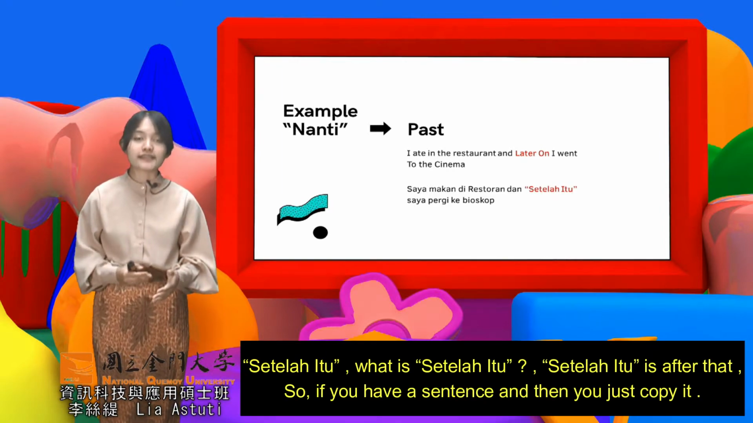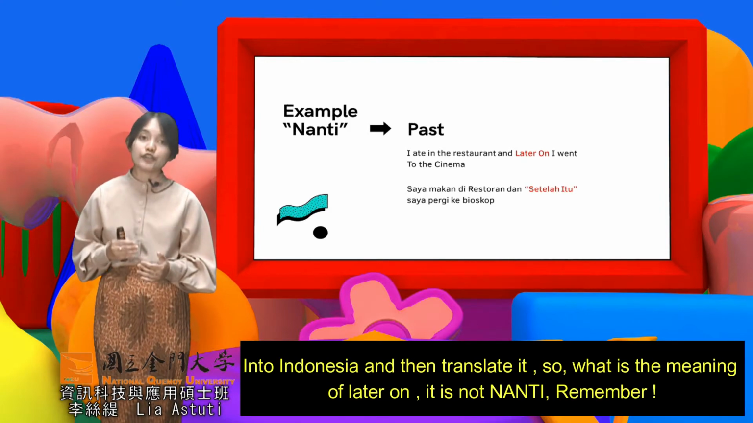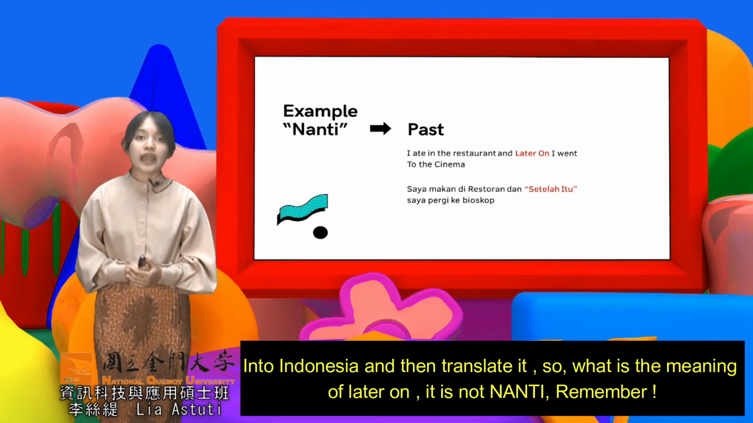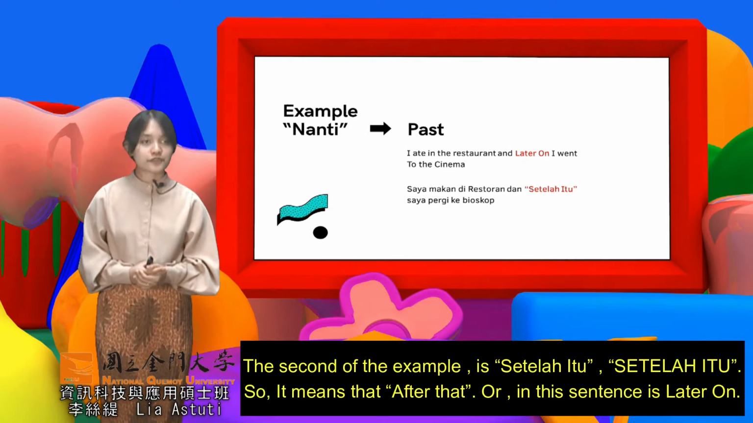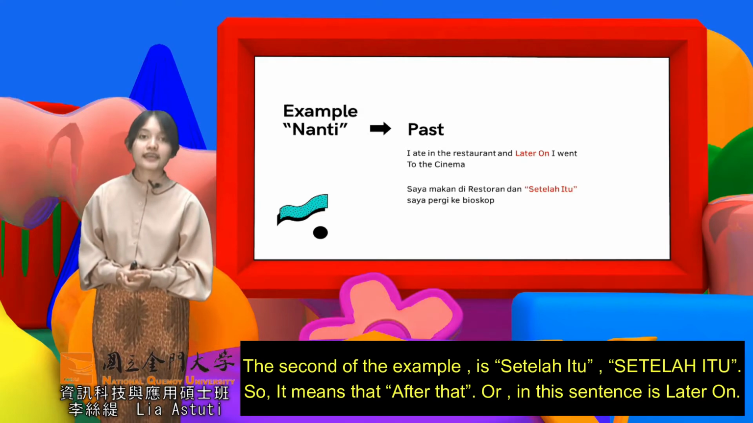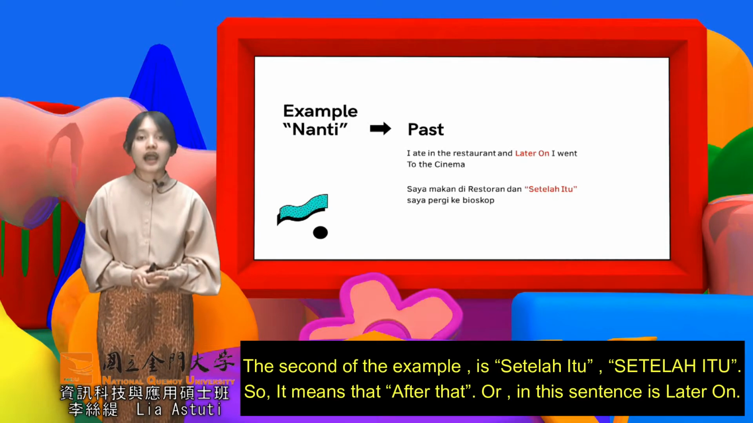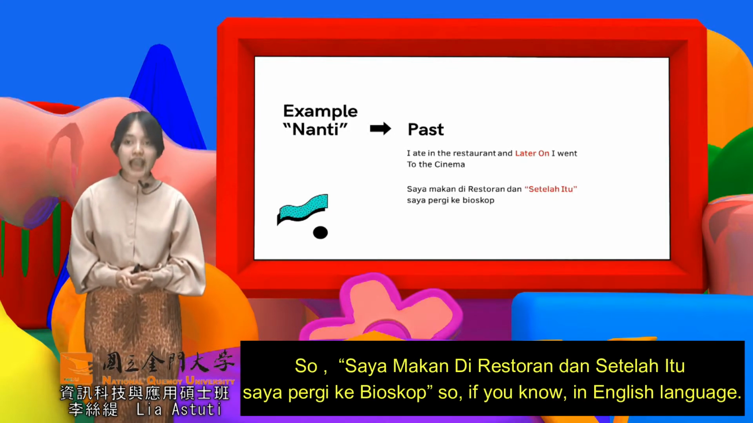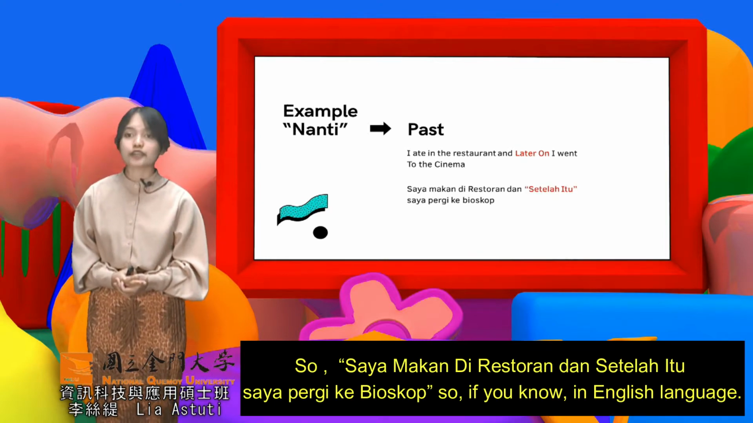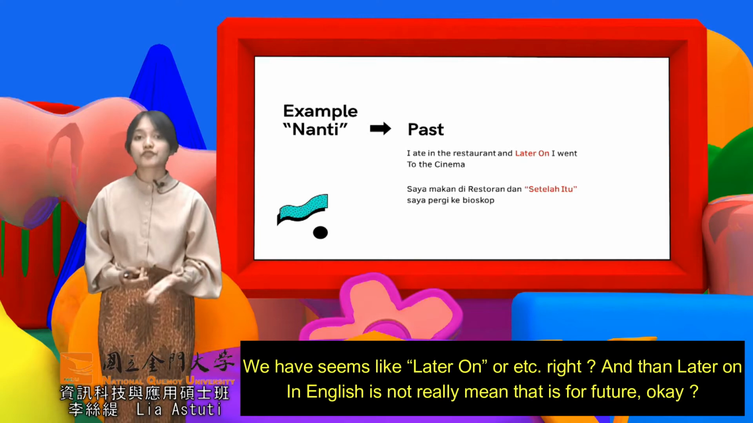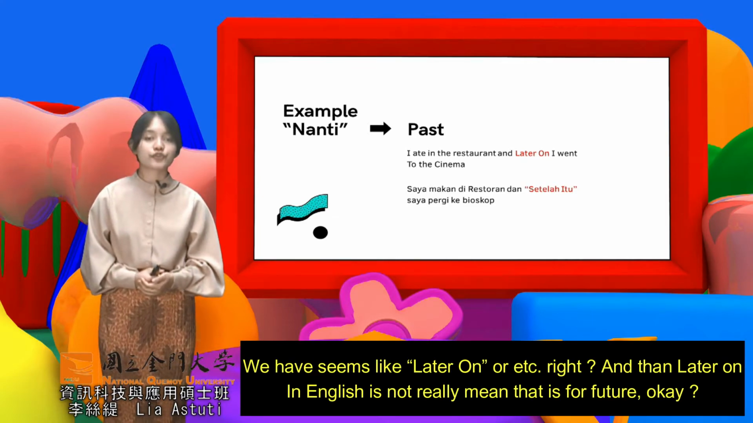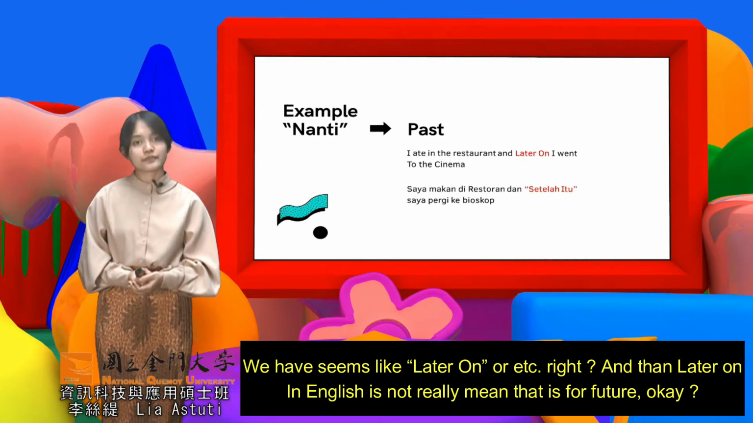So if you have a sentence and you translate it into Indonesian, the meaning of later on is not nanti, remember? The second example is setelah itu. Setelah itu means after that, or in this sentence, later on. So, saya makan di restoran dan setelah itu saya pergi ke bioskop. In English we have expressions like later on, and a later on in English also does not really mean the future. Okay? Do you get what I mean?